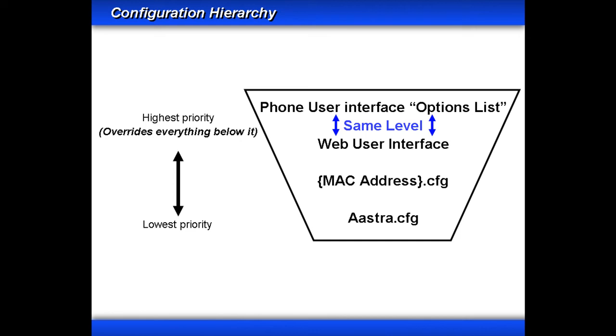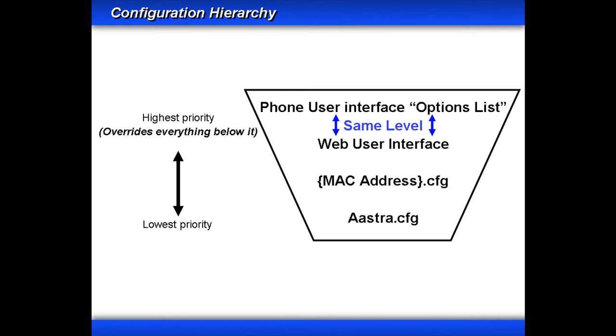The Astra and MAC configuration files are both stored on a configuration server. When the phone boots up, it queries the configuration server and uses these two files to configure the phone. The next method to configure the phone is the web user interface. By using a web browser, you'll log into the phone and make real-time updates. Any updates made using the web user interface will override previous settings.